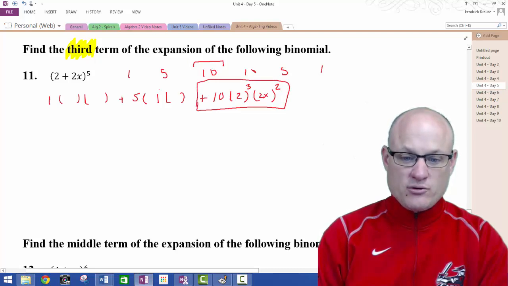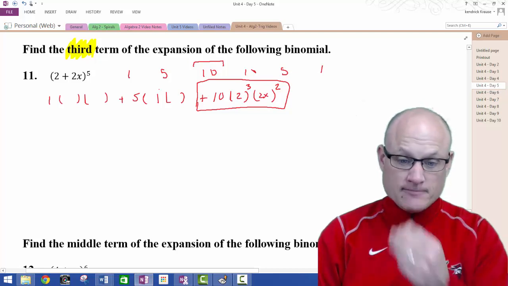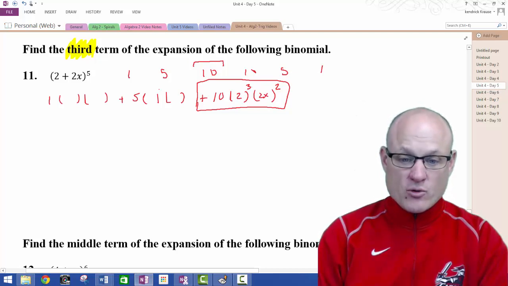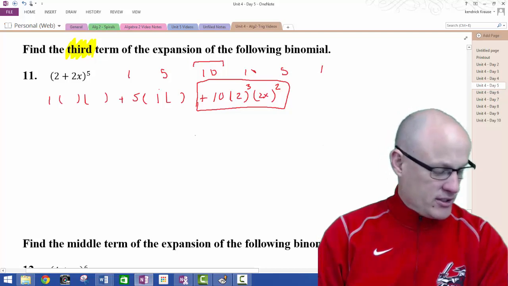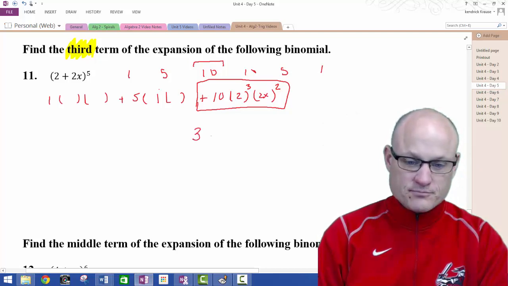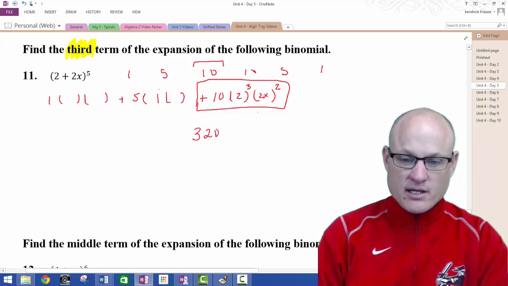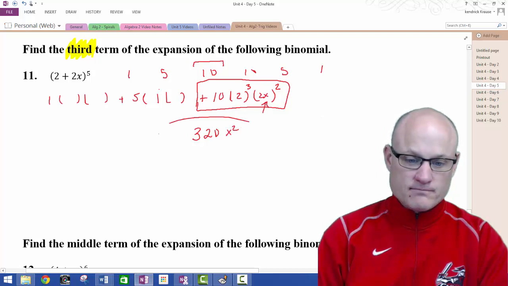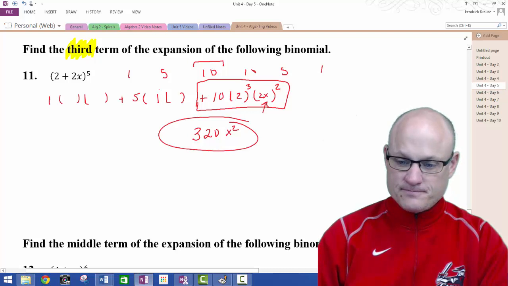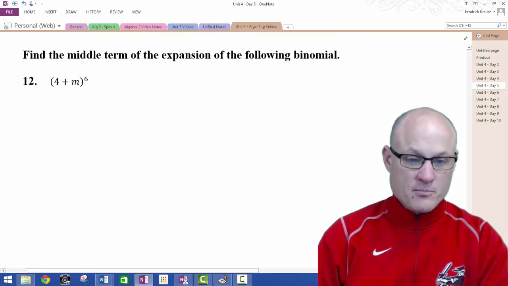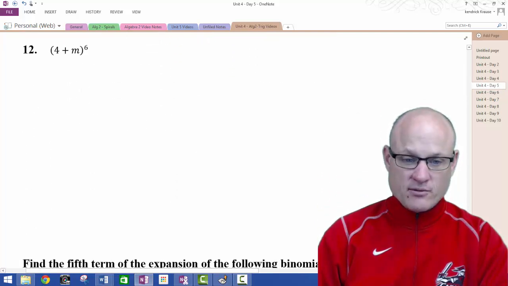Well, 2 squared is 4. 2 cubed is 8. 8 times 4 is 32 times 10 is 320. And I also have the x squared. Done. Middle term. So let's see what we got here.